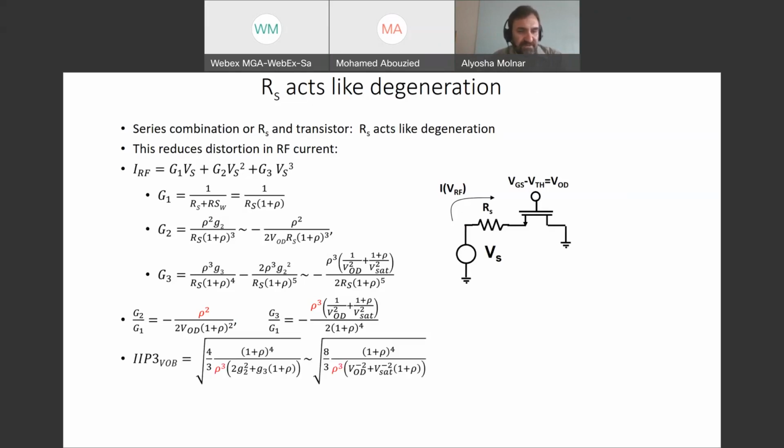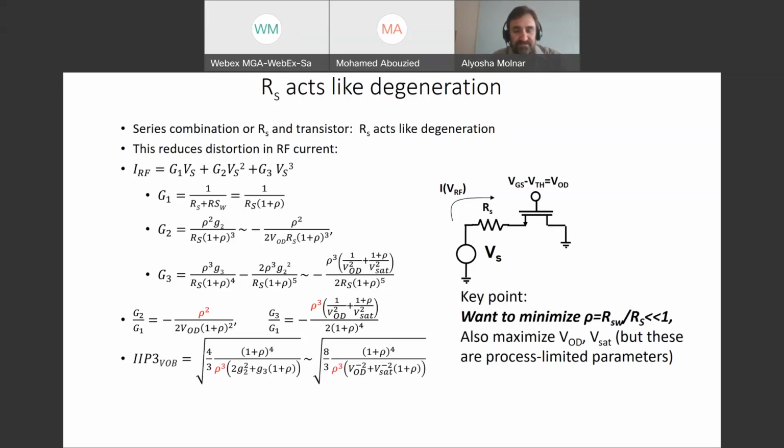So for example, if I compute IP3, I find that it depends on both my overdrive voltage and my velocity saturation, but also depends strongly on rho. And as rho gets small, my IP3 gets quite large. So the key point is, if I want to be very linear, I want to minimize that ratio, R switch to RS. I also would like to maximize both my overdrive and my velocity saturation, but these are typically bounded by my process, like by my transistors and by how hard I can swing my gates before something breaks down.